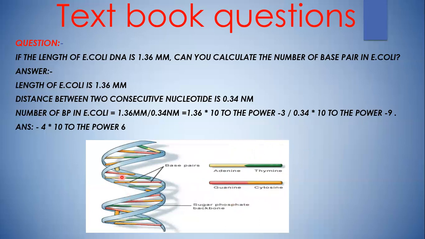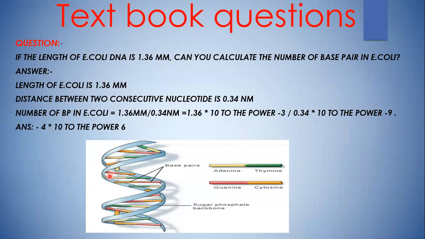Now the question is, what is the distance between these two base pair? If we look at the distance between this and this, I'm talking about this gap. The distance between these two base pair is 0.34 nanometer. If you can recall, we have already read about it. The distance between two base pair is 0.34 nanometer.